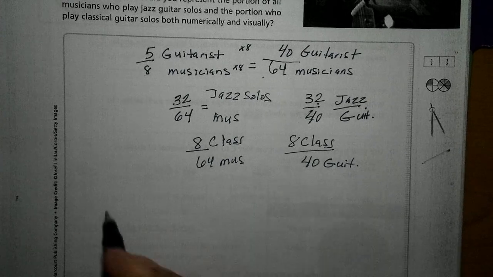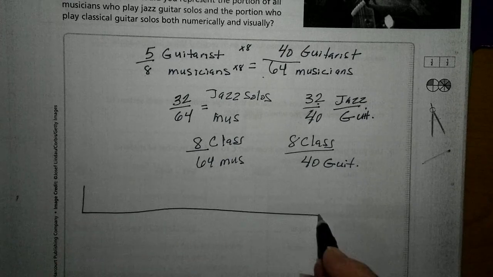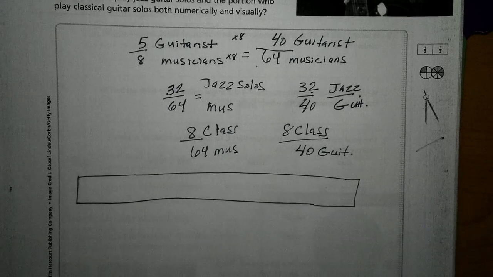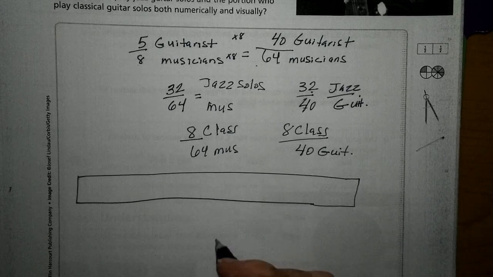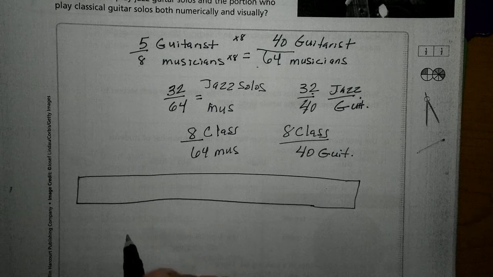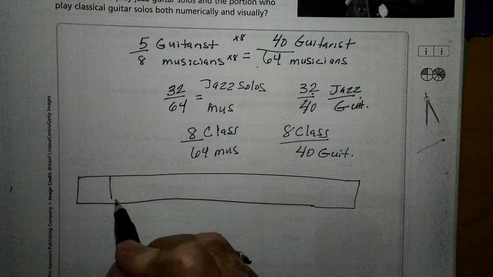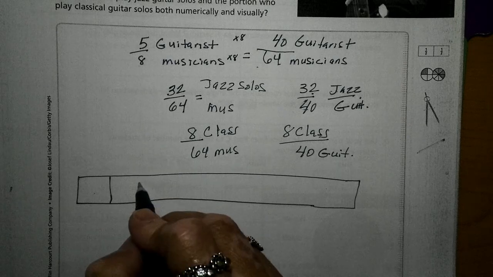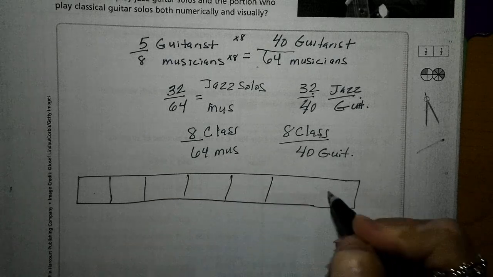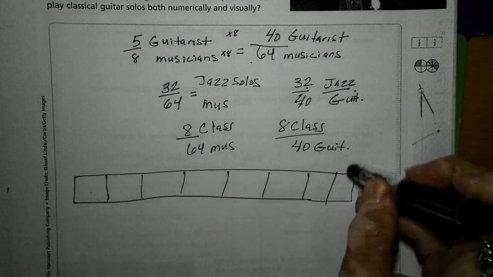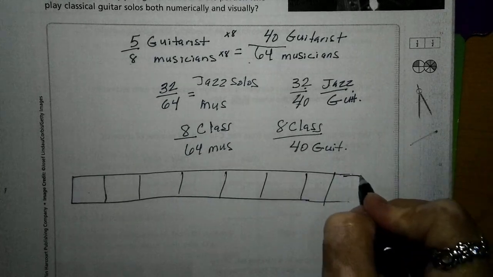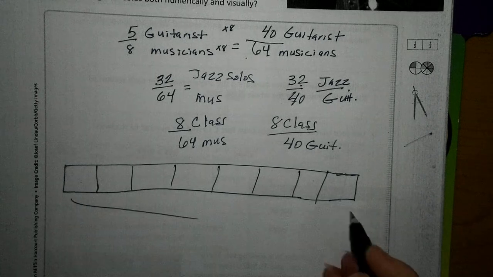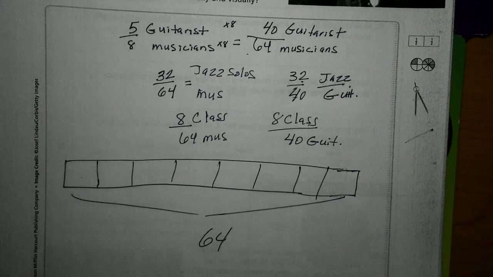The other way we could do it visually is I could create a tape diagram, and we know that we have 64 total musicians. So I'm going to break these into 8 pieces. So 1, 2, 3, 4, 5, 6, 7. I need to make that one just a tad longer. Okay, so there's our 8. Or our 8, I'm sorry, 64.